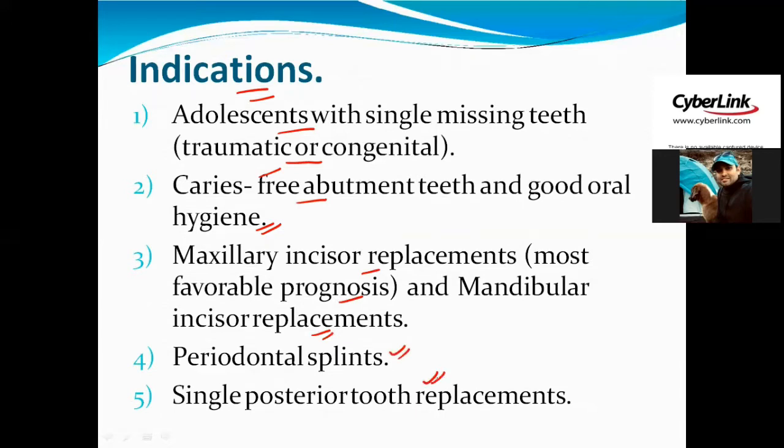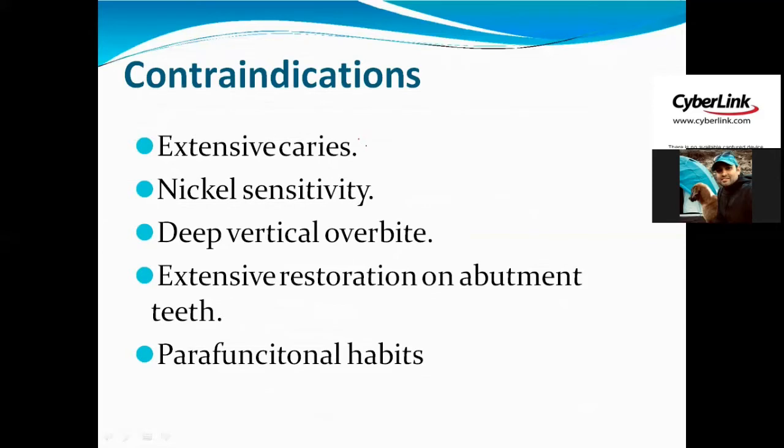Splitting of periodontally compromised teeth, right? Medically compromised, indigent, and adolescent patients who cannot cooperate with long sessions of therapy. Prolonged placement of an interim prosthesis to augment a surgical procedure, for example, craniofacial anomaly. Contraindications: if the patient is prone to caries, nickel sensitivity, deep overbite, extensive restoration on abutment teeth, or parafunctional habits are present.